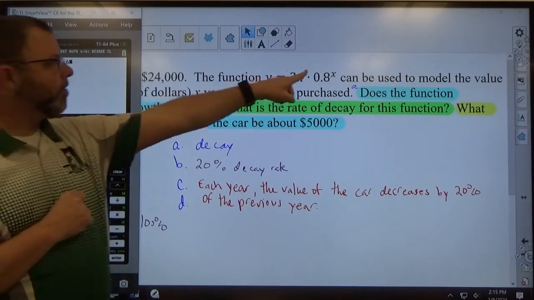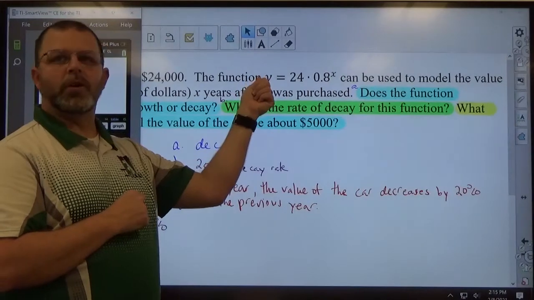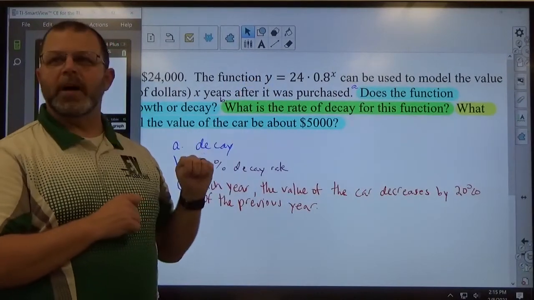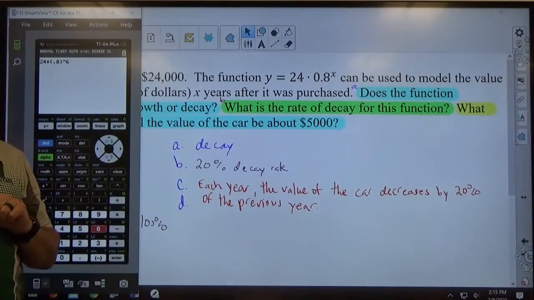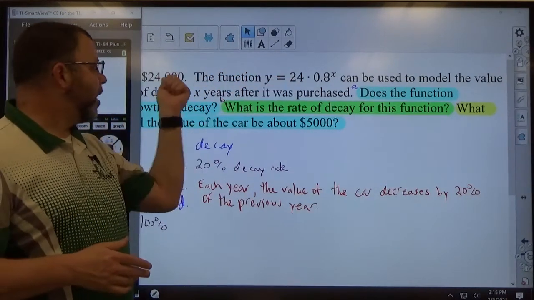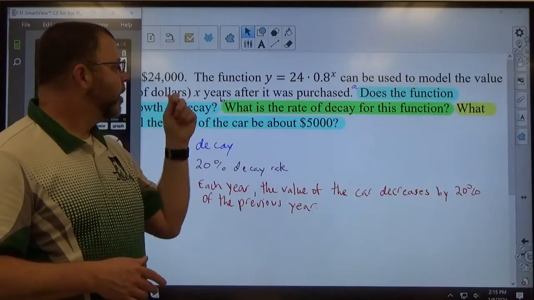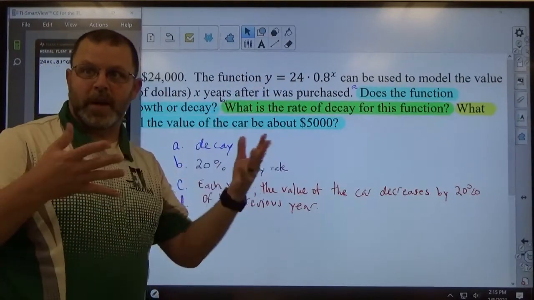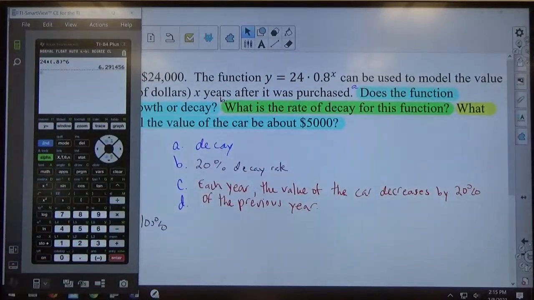Okay, we're letting x equal 6 years to find out how much the car is worth. If we want the car to be worth $5,000, what should y equal? 5, right? Because again, $24,000, this is in thousands of dollars, so we want y to equal 5, so it's $5,000. So if I hit equals, it equals 6.29. So in 6 years, it's worth $6,291. Yes? That's close. Okay, do 7. All right, very good.